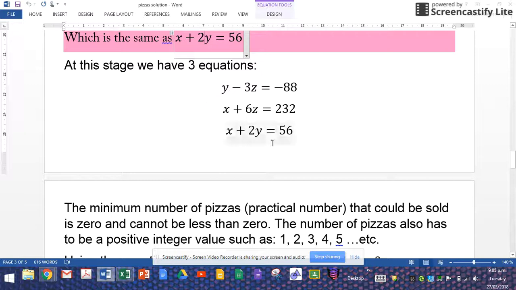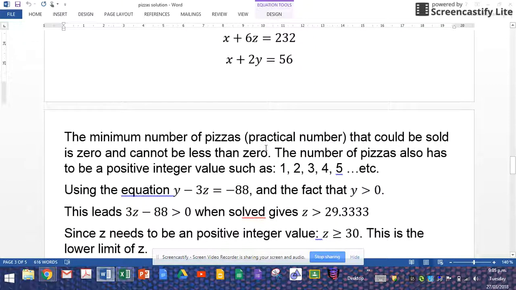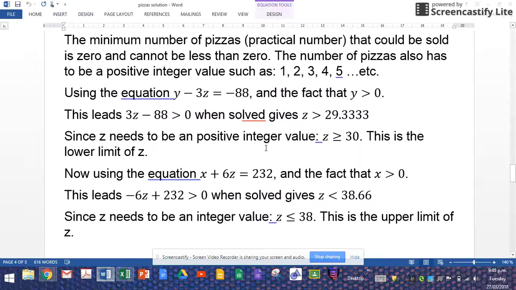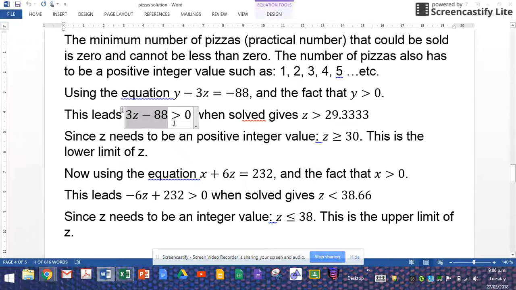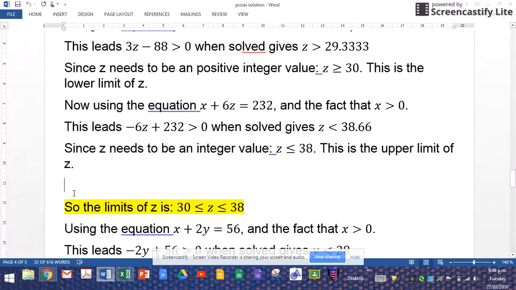So those three equations are very powerful. They will help you determine the upper and lower bounds of X, Y, and Z. Once again, please pause the video and read everything here. That part is very important. I've made Y the subject, and I have created an inequality. Now, since Y is greater than 0, obviously the other side has to be greater than 0. This enabled me to find a lower limit of Z. I got 29.33. Obviously, you need positive integer values. So Z must be greater than or equal to 30. Likewise, I did working here, and I got the upper limit of Z.